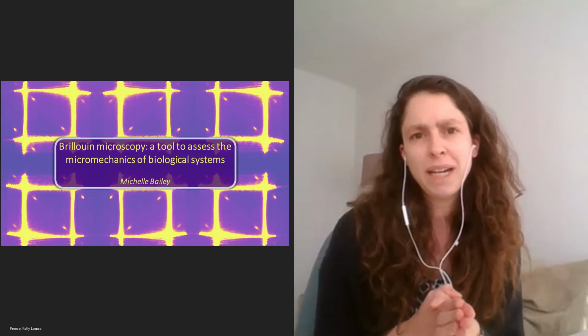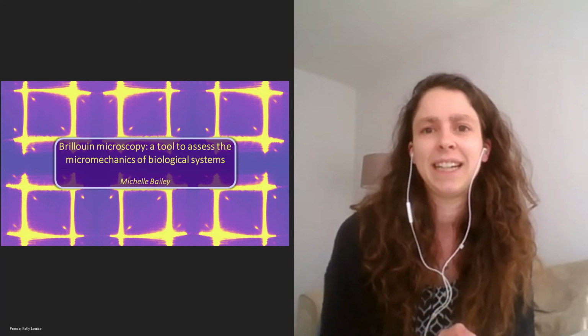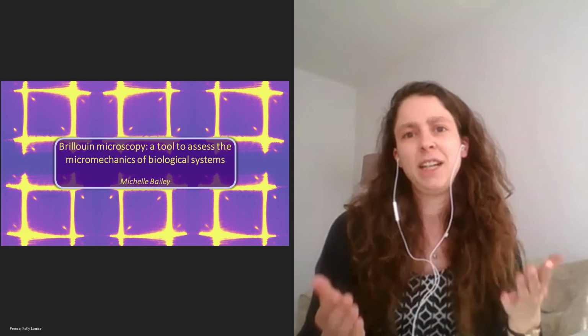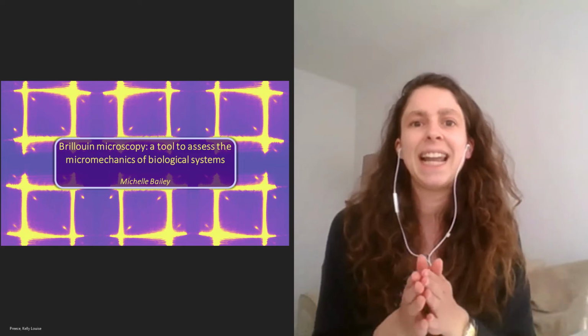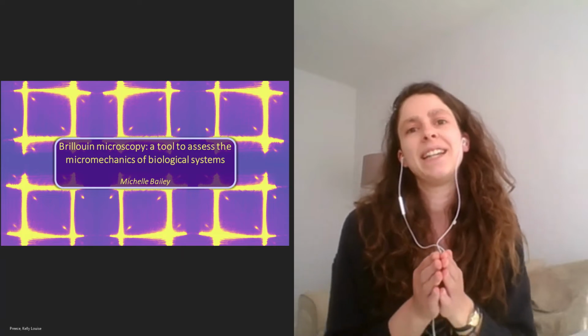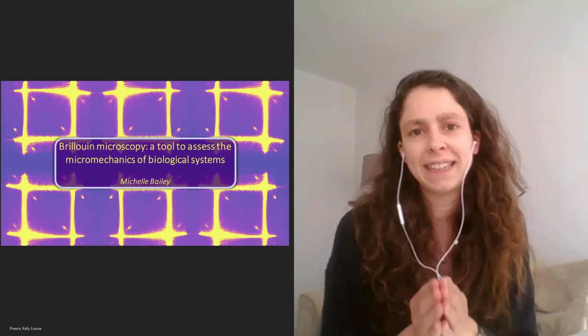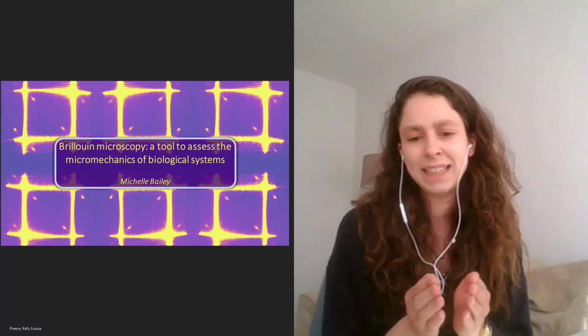So Brillouin microscopy is an inelastic light scattering technique, and it essentially means that we shine a laser light at our sample and we collect back the scattered light. The majority of the light that's scattered is elastically scattered. That means that the frequency and the wavelength of our scattered light is exactly the same as the frequency and wavelength of the light that we sent in.